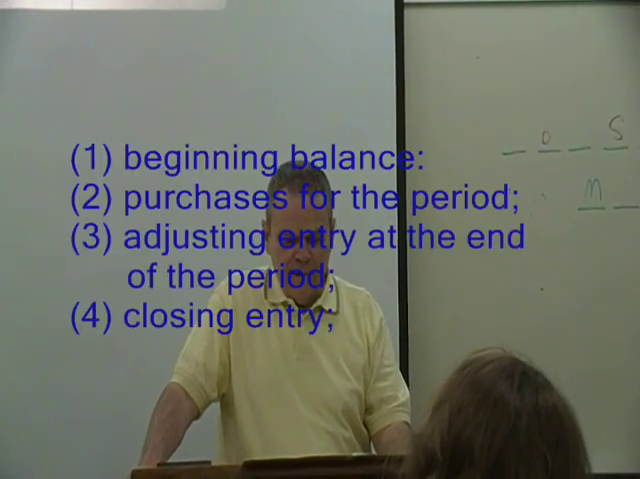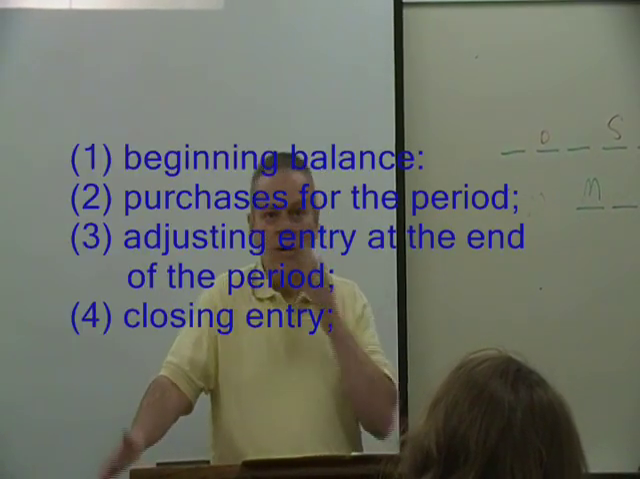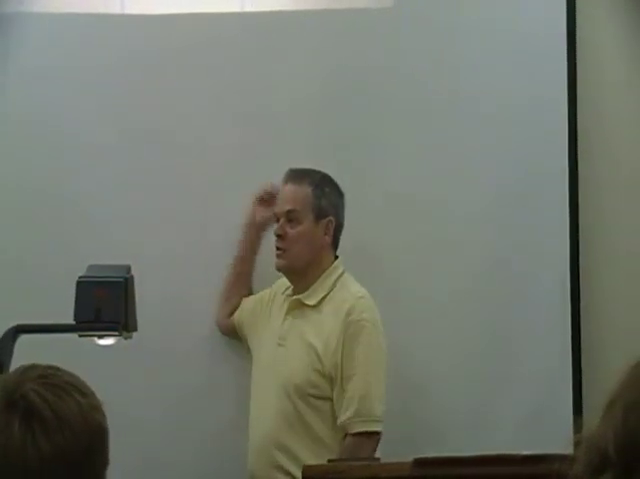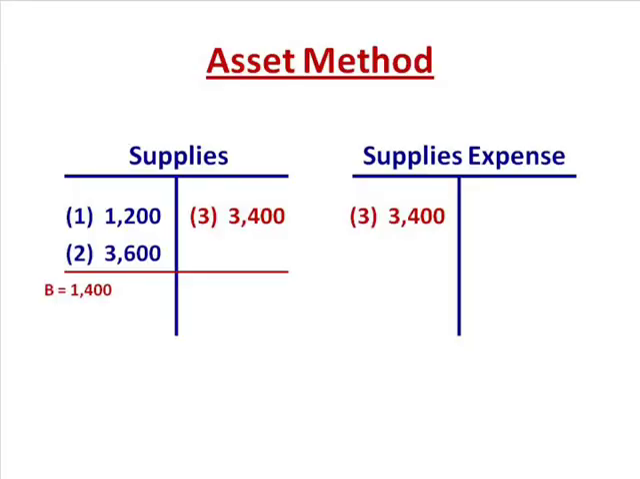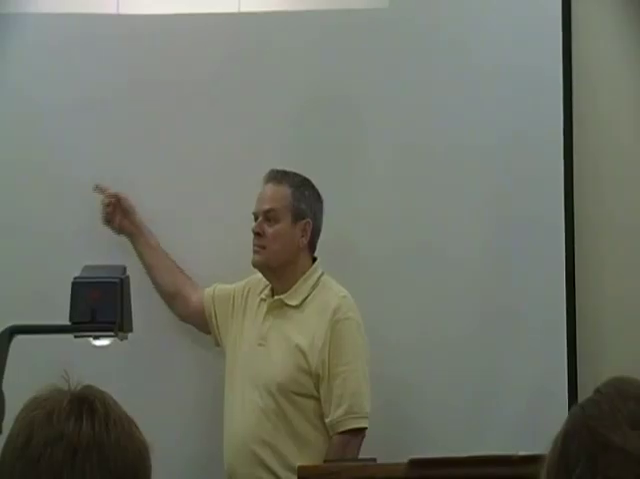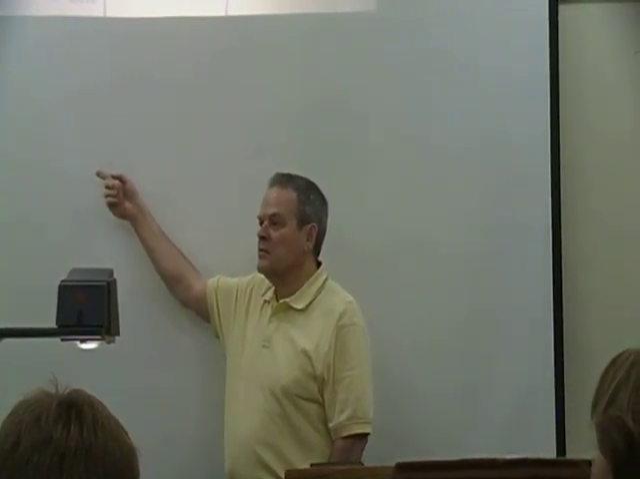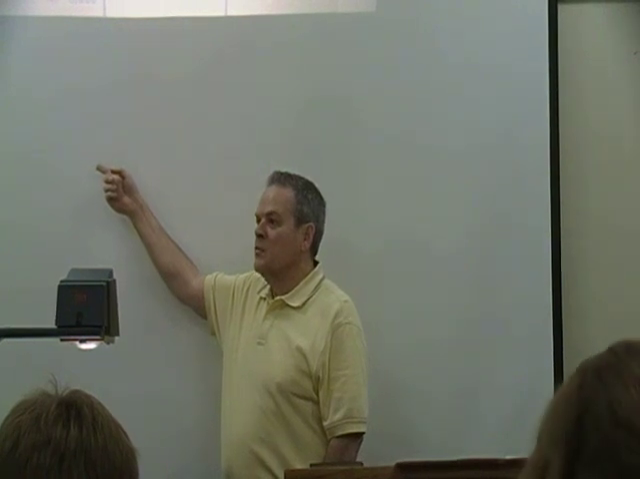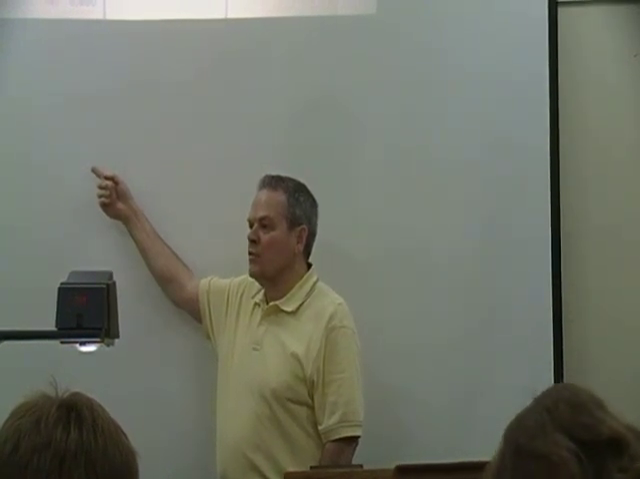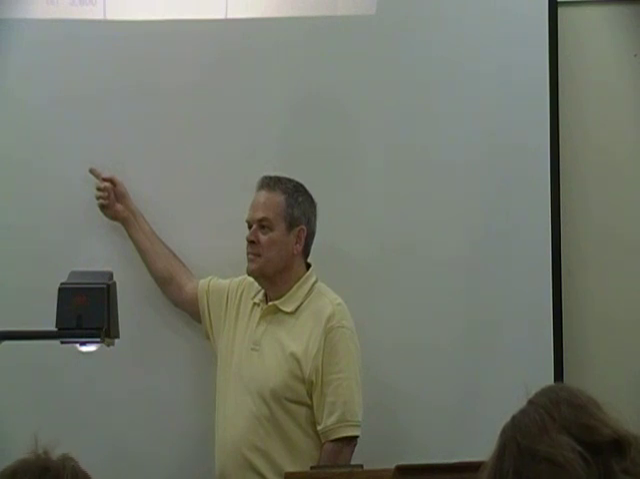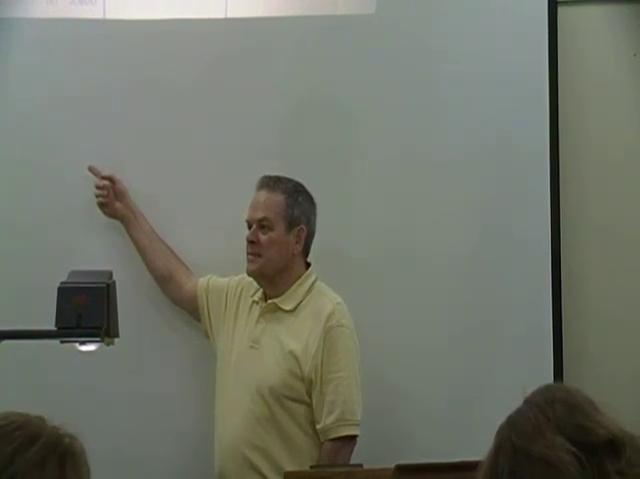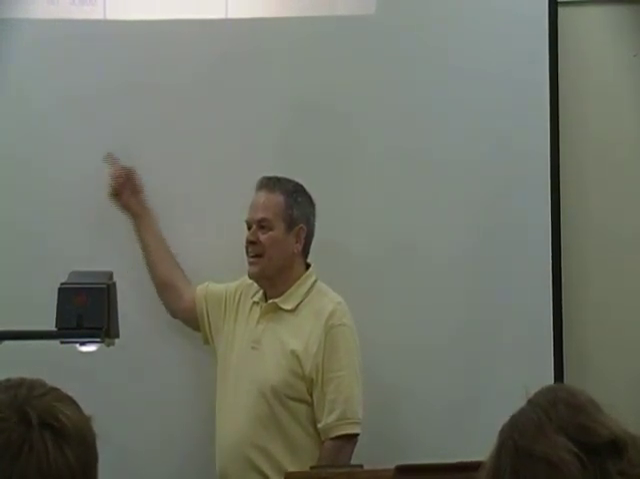Four, the closing entry. One of these two accounts needs to be closed. Which one is it, Brooke? Supplies or supplies expense needs to be closed? Supplies needs to close. What kind of an account is supplies? Asset, liability, capital, or expense. In which step is it closed? First, second, third, or fourth? It's not closed. Oh, you'd like supplies expense. I would like to re-answer that question.